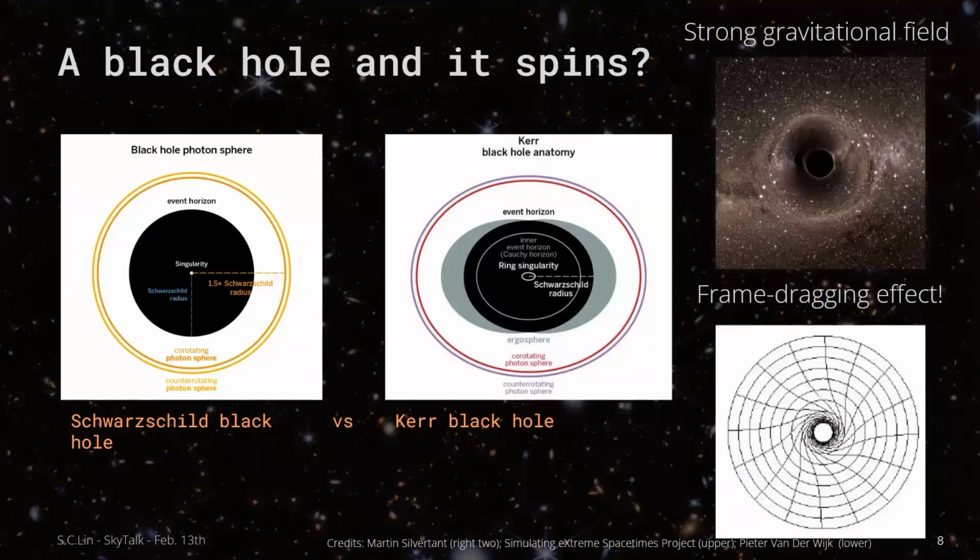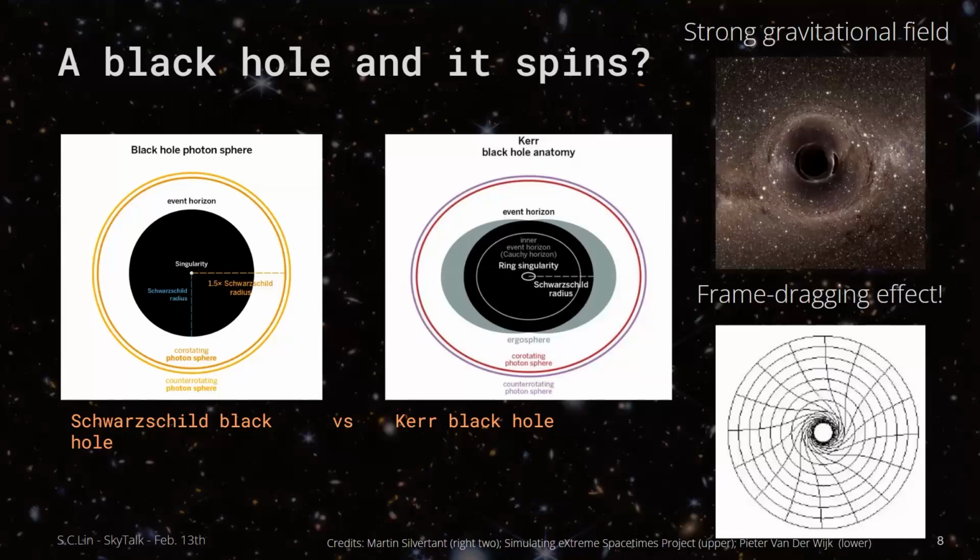And when the black holes start to spin, more weird things could happen around them. Now, when we talk about the Schwarzschild black hole, it has just one point singularity. But when the black hole starts to spin, the singularity will actually expand and become a ring. And the event horizon, which is the surface where light cannot escape, will also become more of an ellipsoid.